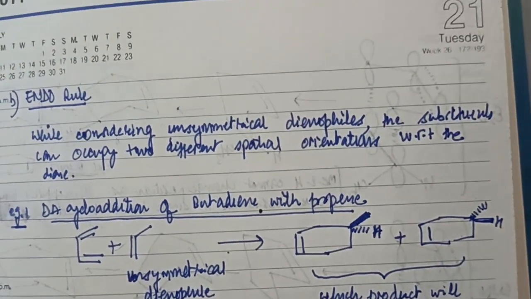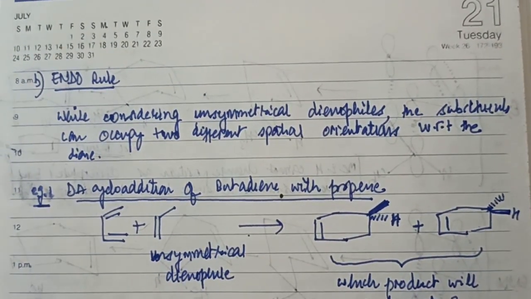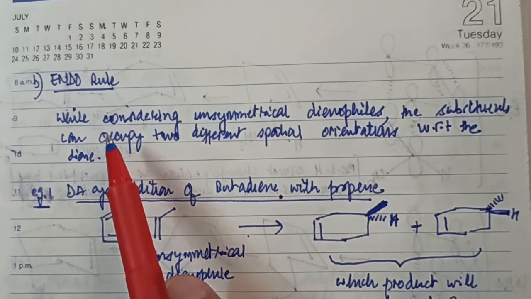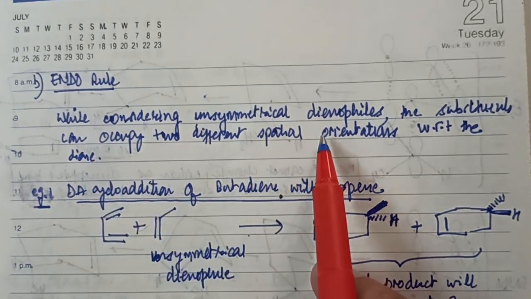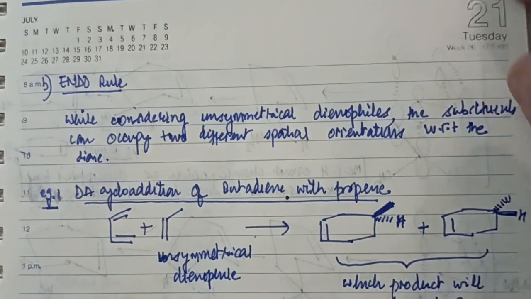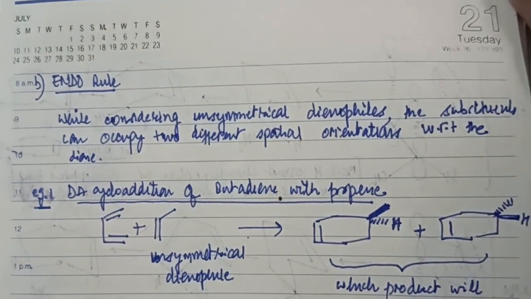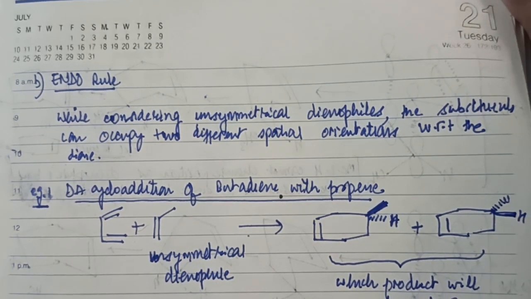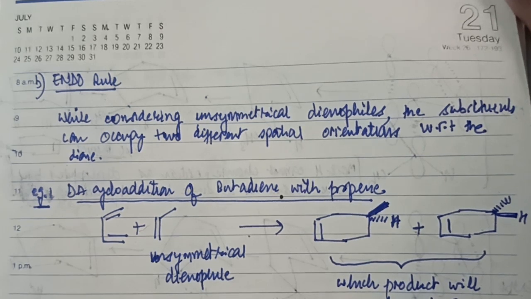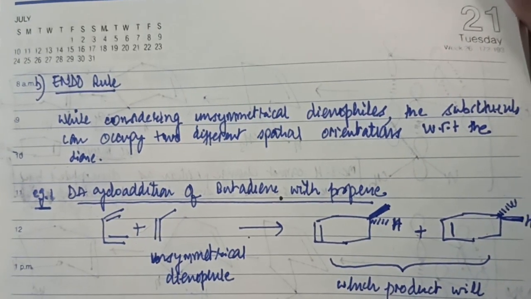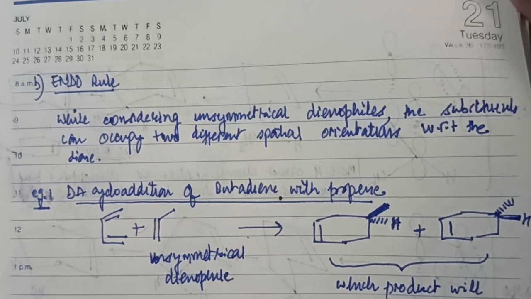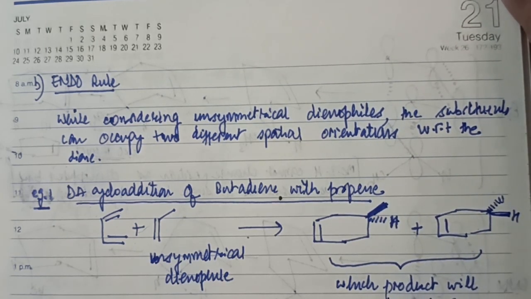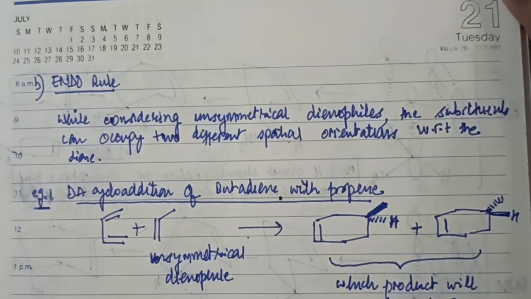As far as the endo rule is concerned, we'll discuss it while considering an unsymmetrical dienophile. We know the Diels-Alder reaction consists of two reactants. One is a diene, which is a 4-pi component, and another one is a dienophile, which is a 2-pi component. Now, if a dienophile is unsymmetrical, it would mean that on the 2 carbon atoms of the pi bond forming the double bond, one carbon atom has a different substituent than the other. That kind of dienophile should be called an unsymmetrical dienophile.